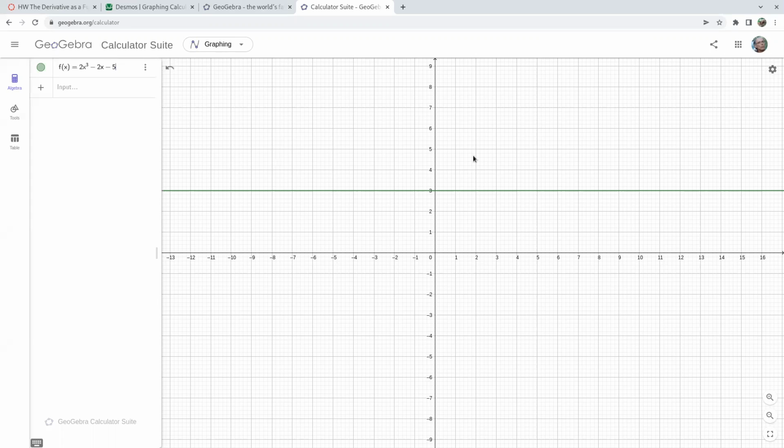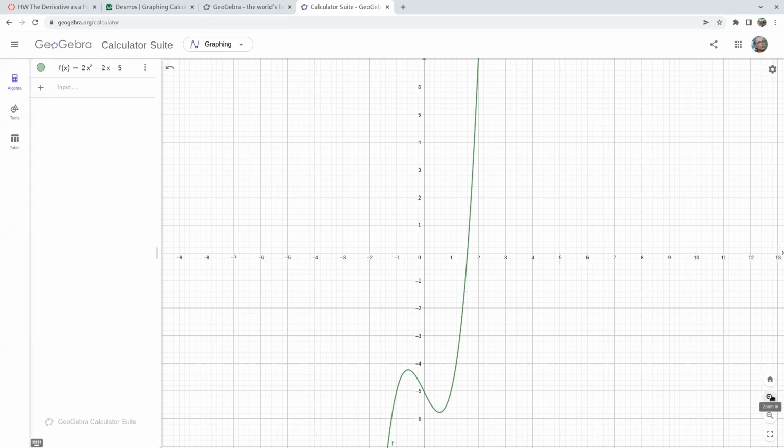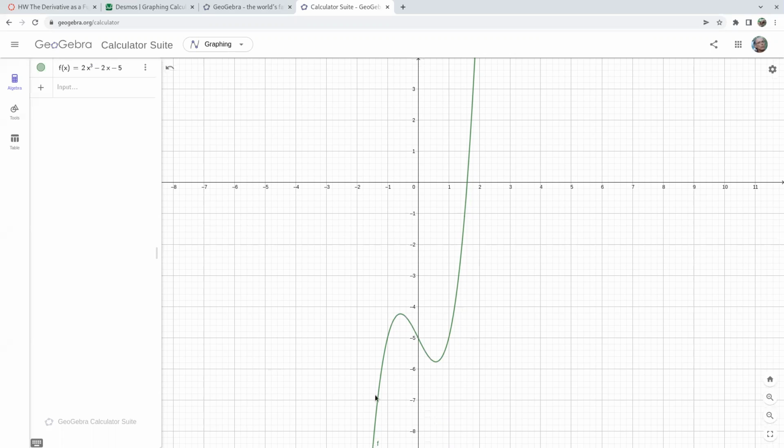What happened here? Oh, there it is. Okay, so there's my function right there. And let's zoom in a little bit here. All right, so I can see it's got positive slopes down here, negative slopes in the middle, and then positive slopes over here again. So its derivative function should go from positive to negative to positive. So it should have some zeros in between.